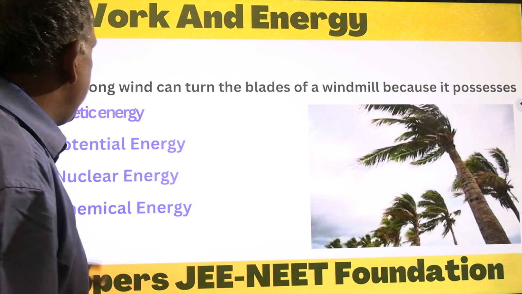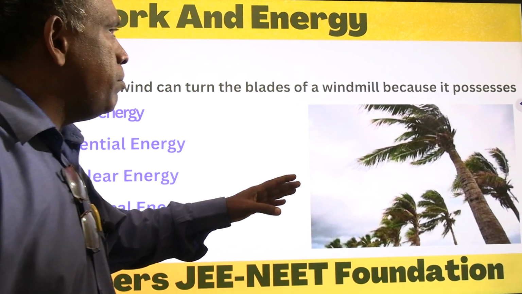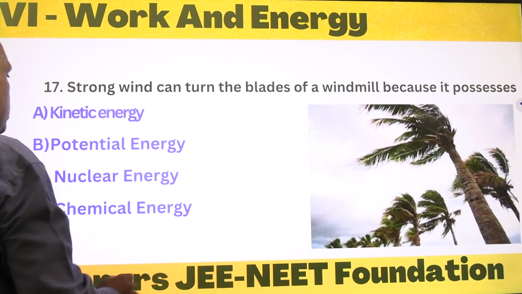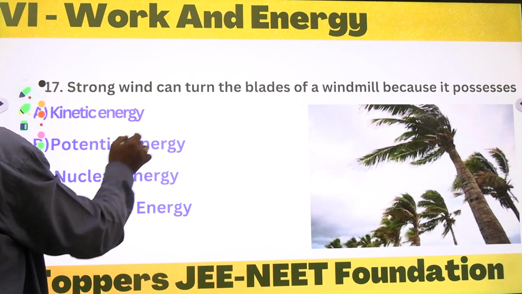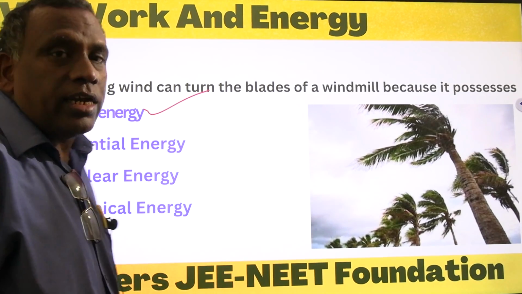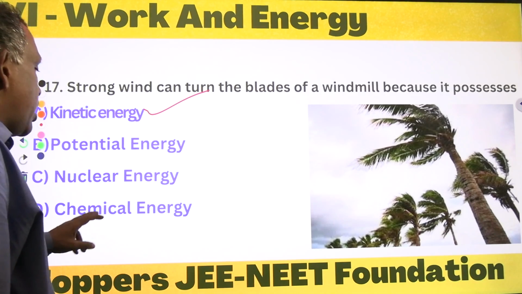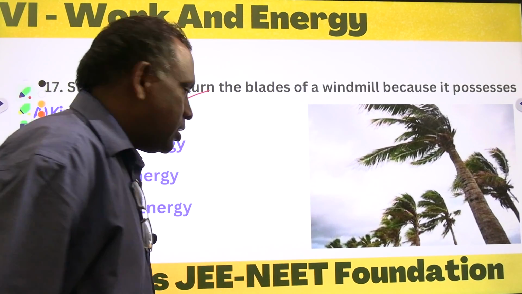So coming to the 17th question: a strong wind can turn the windmill because it possesses, we discussed this already. See, the strong wind has motion, that is kinetic energy. So kinetic energy is the correct answer for this. The remaining options, potential and nuclear chemical energy, are the wrong answers.